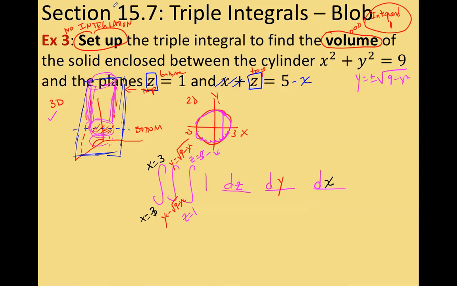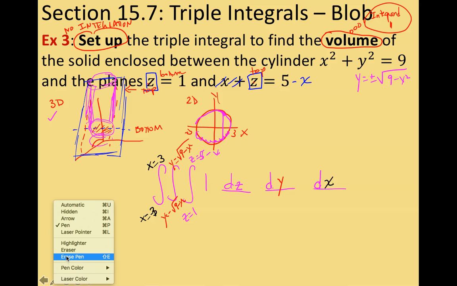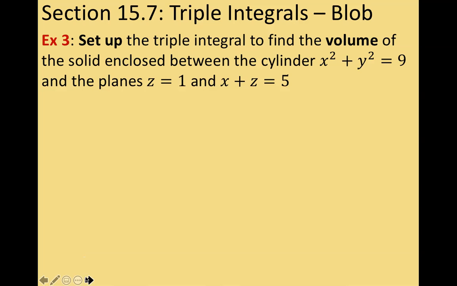And I don't have to integrate. They didn't ask me to. They just said set up. Now, again, that was all with that horrible picture. I have a better one.